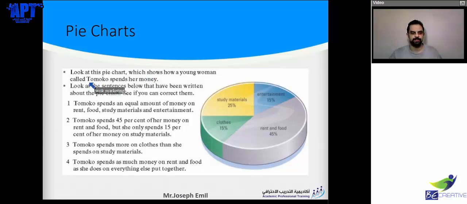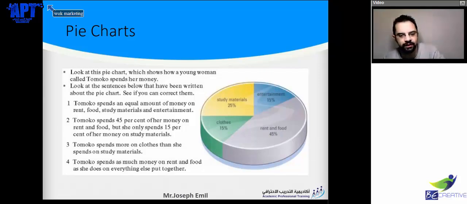I think Tomoko is a Japanese name. Anyway, so how a young woman spends the money she earns: 45% on rent and food, 25% on study materials, entertainment and clothes, 15% each. Alright? You notice what I've said here? Entertainment and clothes, 15% each. This is much better than saying that she spends 15% on entertainment and she spends 15% on clothes. Try to avoid repetition. So try to vary your sentence structures.